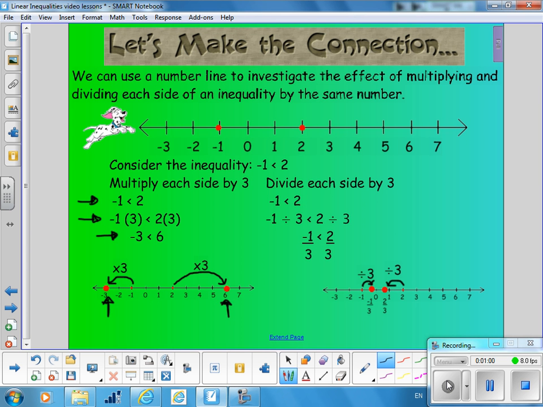If we divide each side by 3, so we have -1 is less than 2, we divide each side by 3, so we are left with -1/3 smaller than 2/3. That is still a true statement. -1/3 is to the left of 2/3 on a number line. So multiplying or dividing each side by the same positive number follows the same rules as when you are solving an equality or an equation.